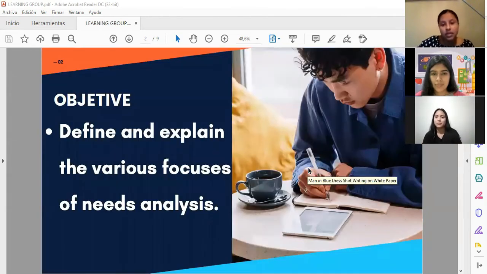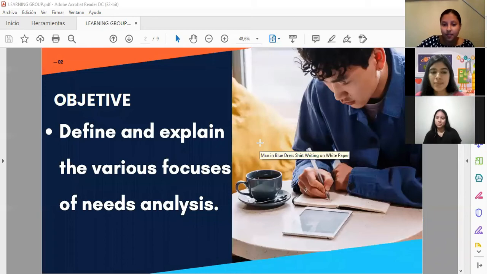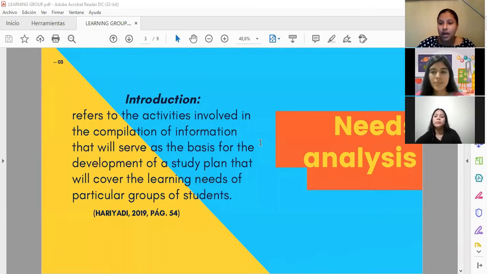The objective of this topic is to define and explain the various focuses of needs analysis. Damaris, can you read the introduction, please? Yes, I can. Needs analysis refers to the activities involved in the compilation of information that will serve as the basis for the development of a study plan that will cover the learning needs of a particular group of students. Harillada, 2019.